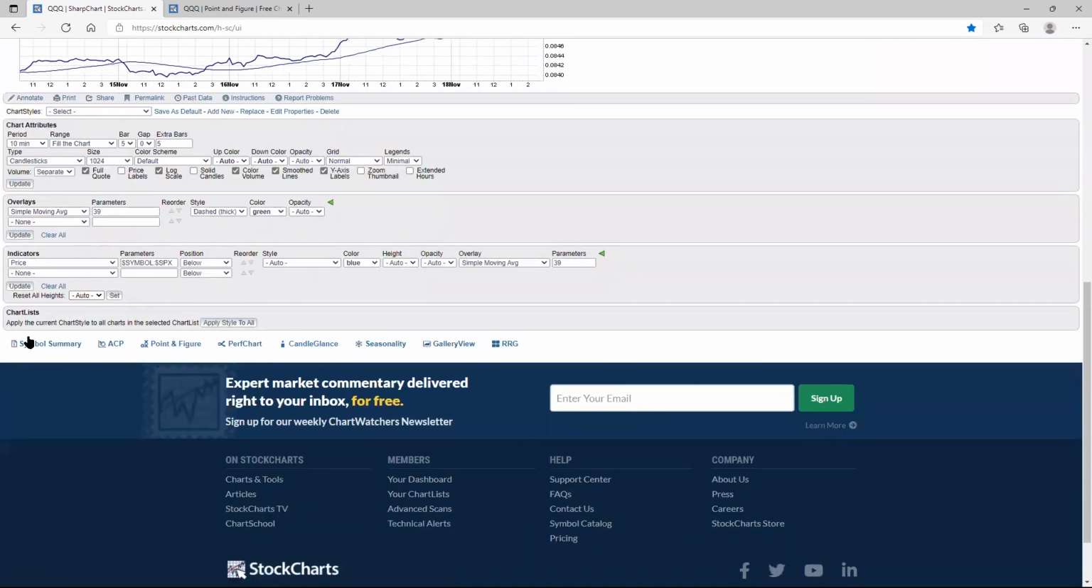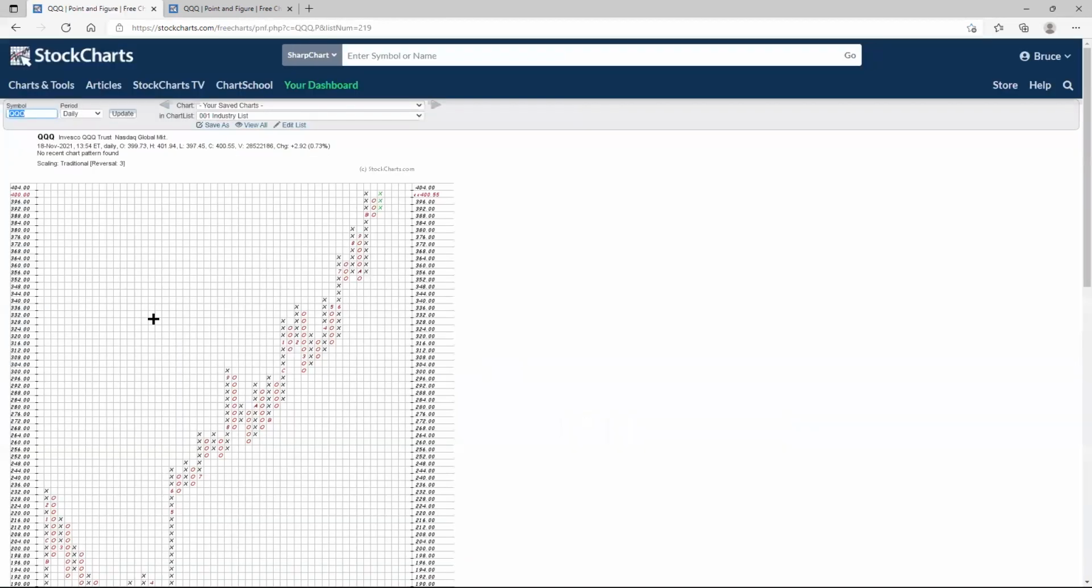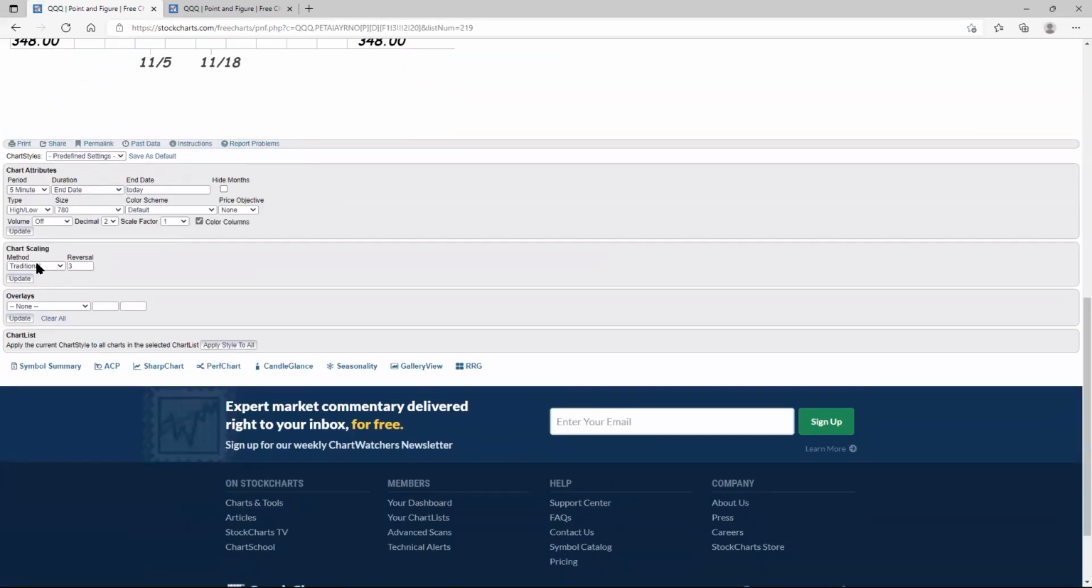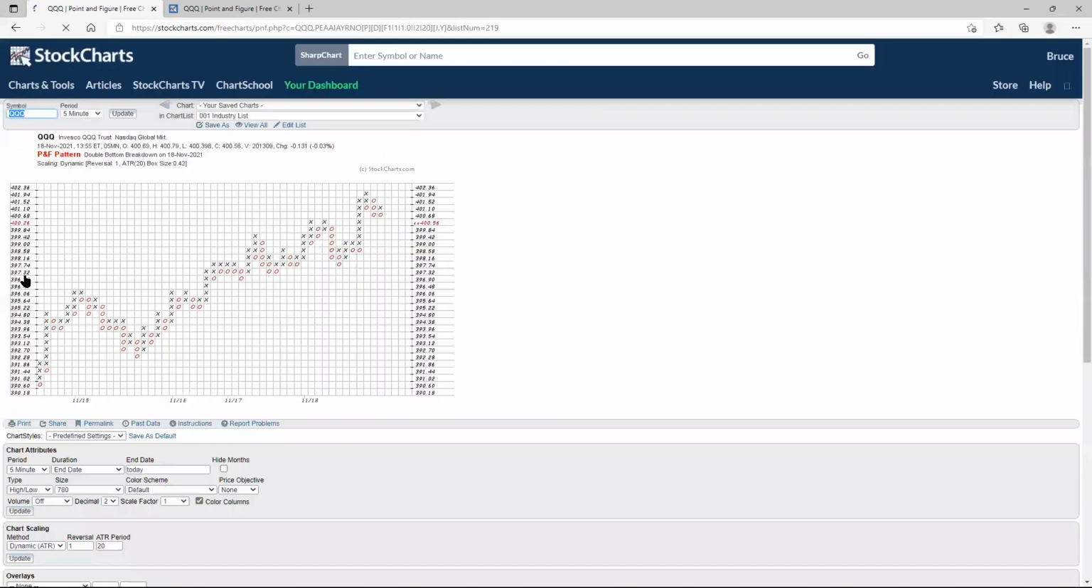So what do we do now? Let's change this to a point and figure chart. Go to the bottom here. We'll go point and figure. Let's make this a 5-minute point and figure. We know that we're going to have to change this to ATR scaling so that we get a sense. Let's do one box reversal, ATR scaling.